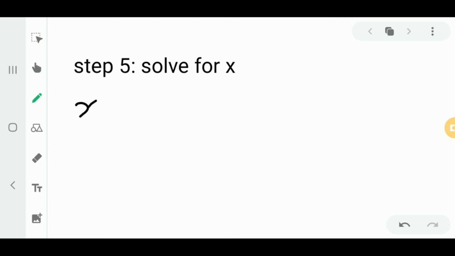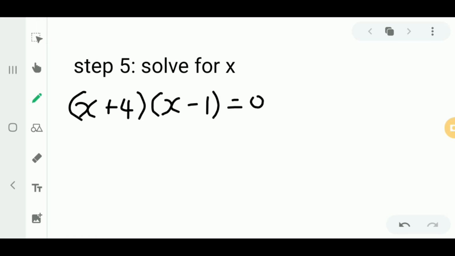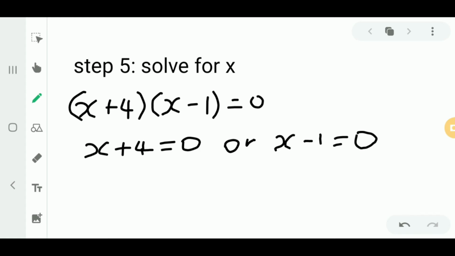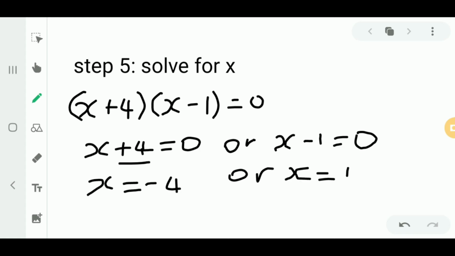So we had x plus 4, x minus 1 equals 0. What this means is you can break them apart. So you have x plus 4 equals 0, or x minus 1 equals 0. You want x by itself, so you carry over the 4. So you have x equals minus 4, or x equals 1, and you're finished.